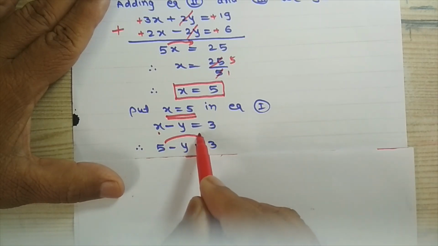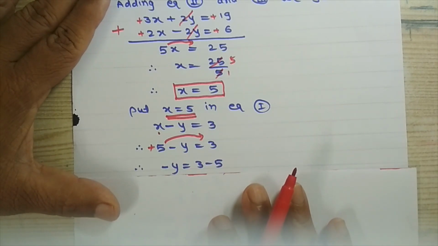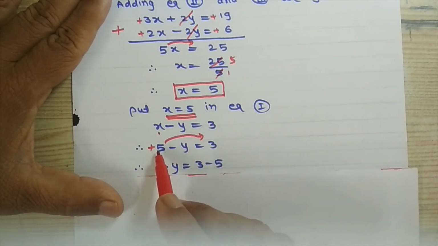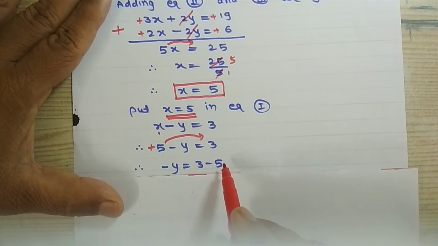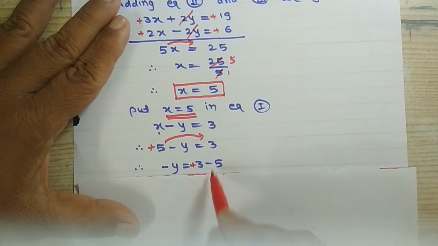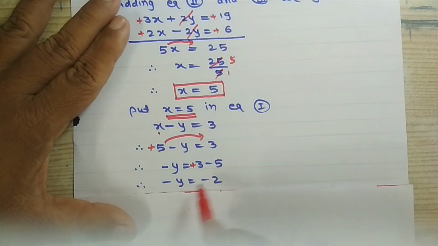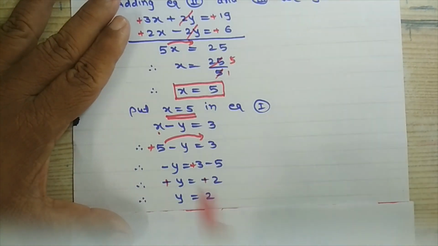We have to take 5 to the right side of the equality. Its sign is plus, then it becomes minus. Therefore, it will be minus y is equal to 3 minus 5. Here different signs, sign of the larger number, that means minus, and the difference will be 2. Minus y is equal to minus 2. Both sides have a minus sign, so we cancel them, or multiply by minus to both sides. Finally, we get y is equal to 2.